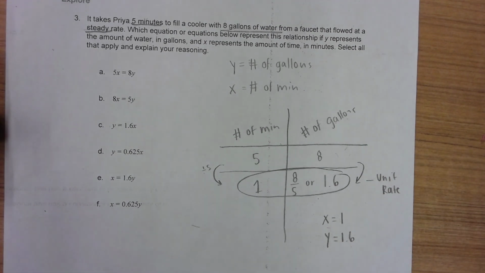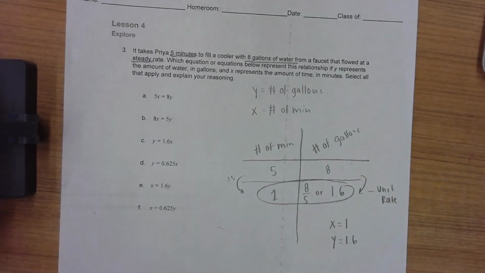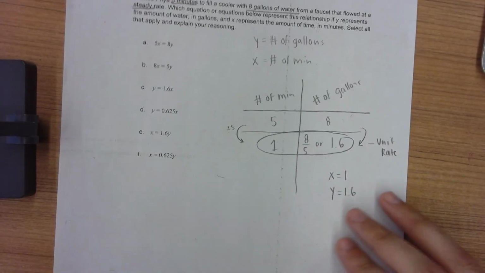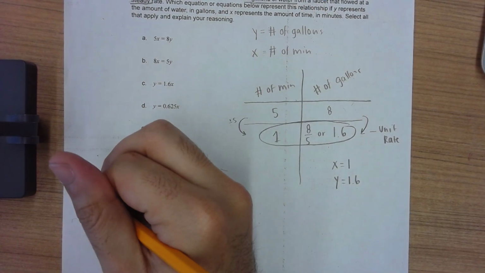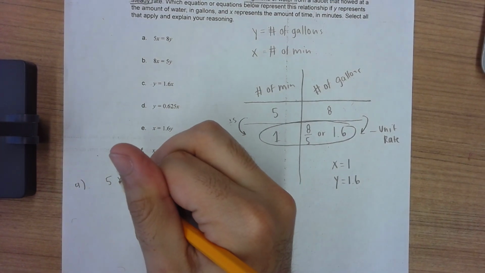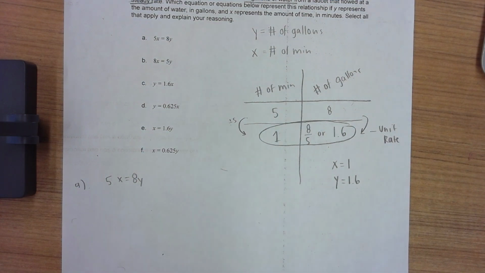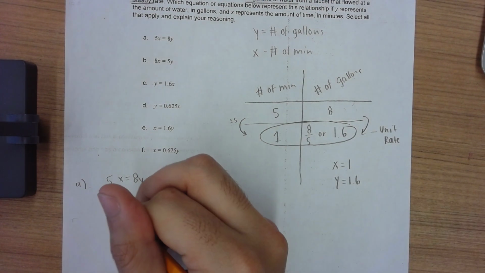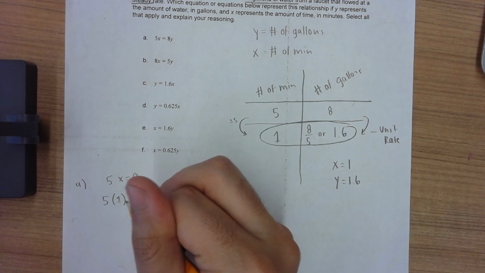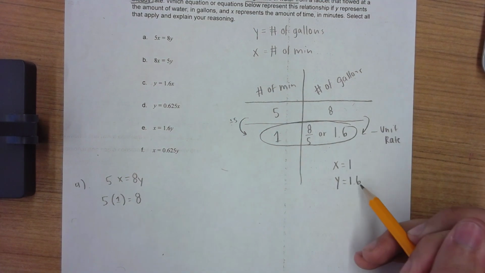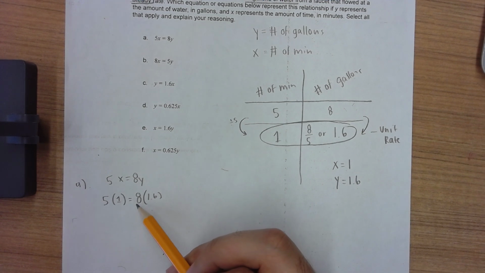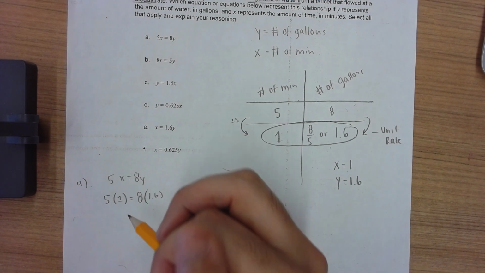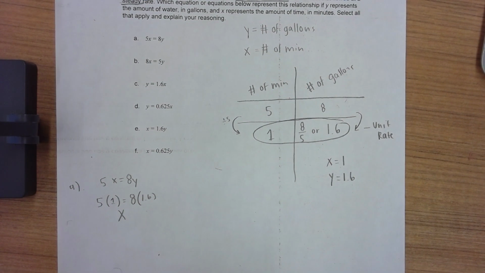Time to substitute. For the time being, I am going to zoom out just because my workspace is a little small, but here we are. Let's look at answer choice A. In answer choice A, we have 5x is equal to 8y. Now x is equal to 1, so I'm doing 5 times 1 is equal to 8 times my y, which is 1.6. Now I know that 5 times 1 won't even get me to 8, much less 1.6, so I know that this answer is not going to work, right?